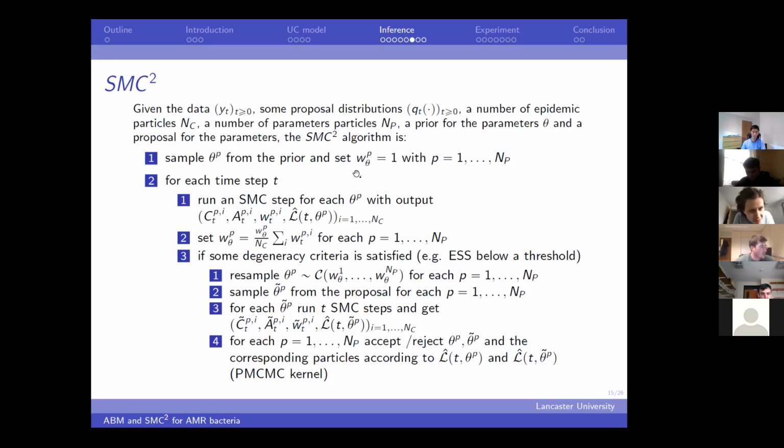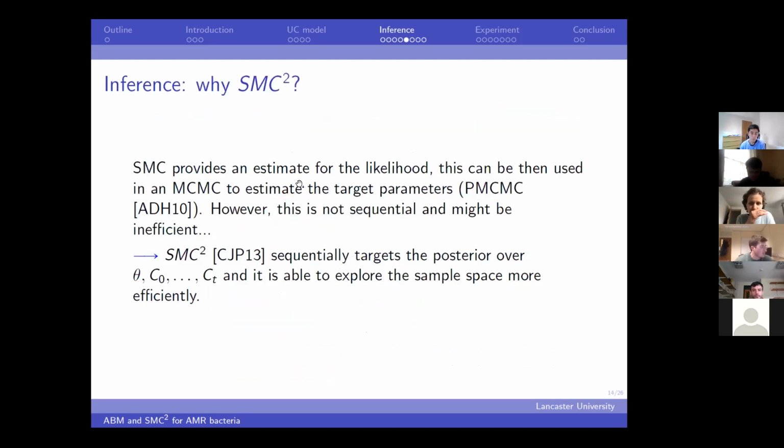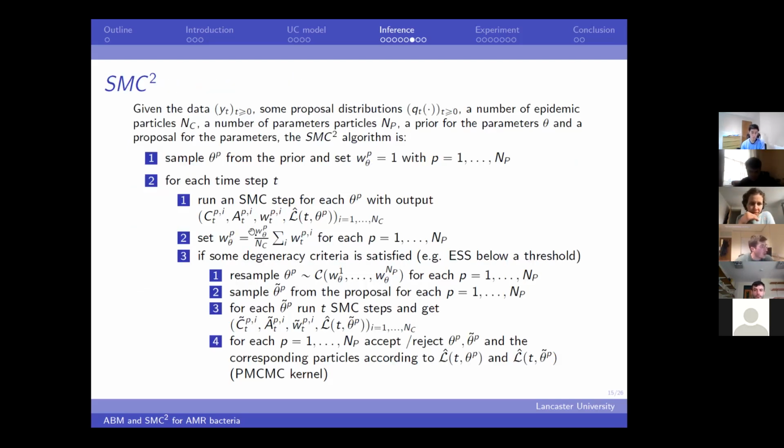And what we're going to do is to start by sampling from the prior multiple combinations of our parameters, and then for each combination of parameters, essentially we are running an SMC. And so for each time step we are proposing some new latent process realization for each parameter, and then we are resampling according to the weights.